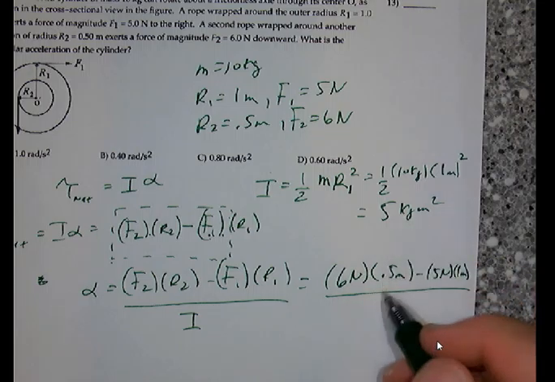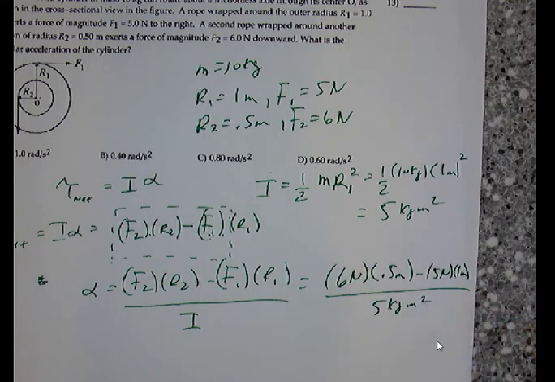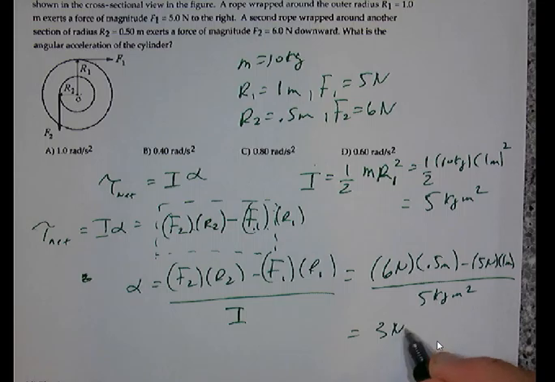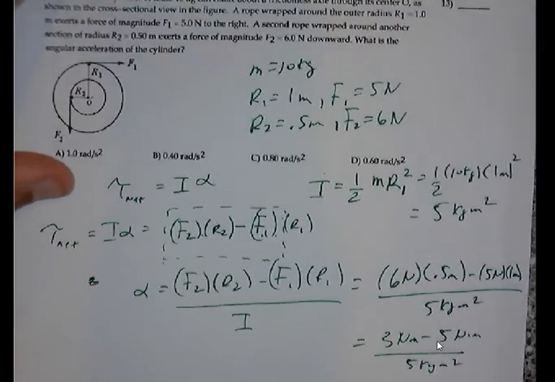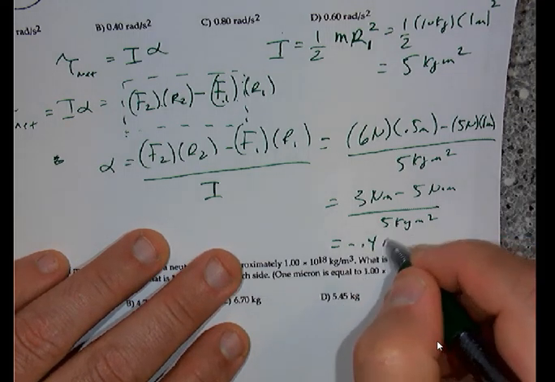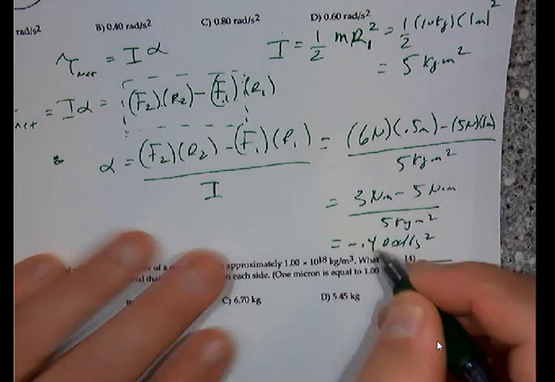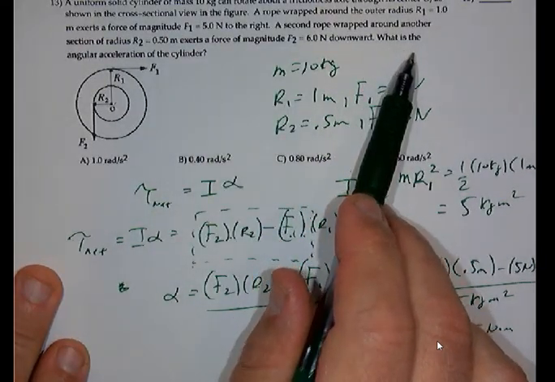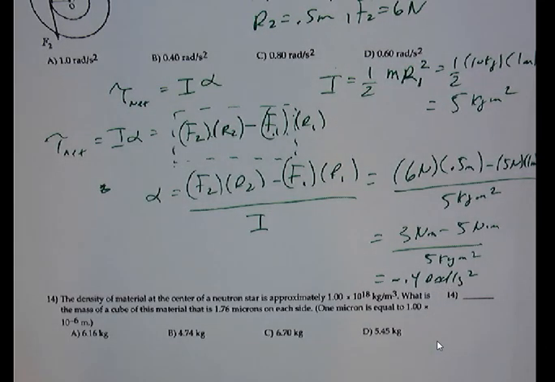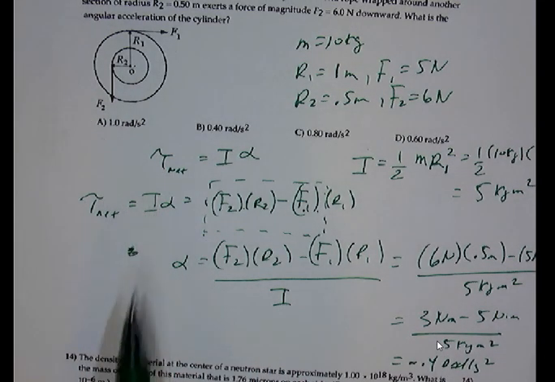So if you notice, this is actually going to come out to be negative. Let's see, we'll have 3 newton meters minus 5 newton meters divided by 5 kilogram meters squared. So that's minus 2 over 5. So really this should be minus 0.4 radians per second squared. Really up here it should say what is the magnitude of the angular acceleration, because technically it should be negative. It's going to accelerate counterclockwise.